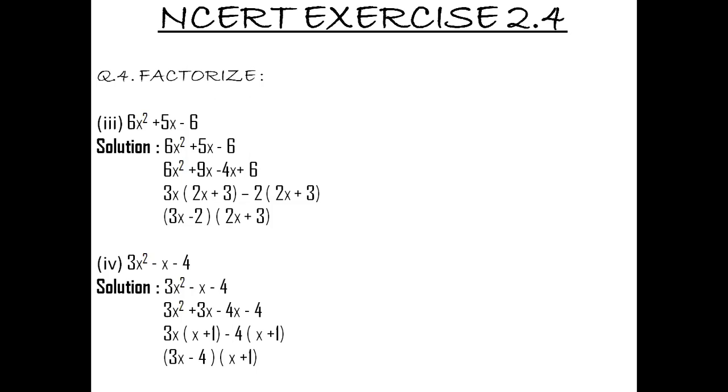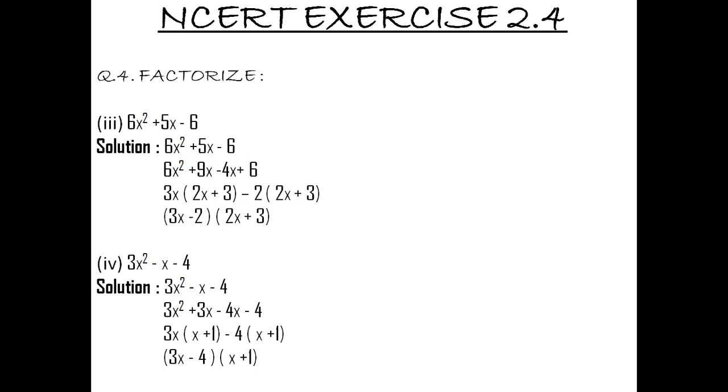So plus 9x minus 4x. That gives me 5x. So the 5x is split into plus 9x minus 4x. And the last term is written as it is. Yes, you found the mistake correctly. The last term, there is a mistake over here. It is minus 6. Very good. So instead of plus 6, it has to be minus 6. So what's the next thing?